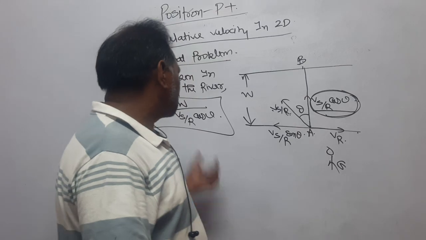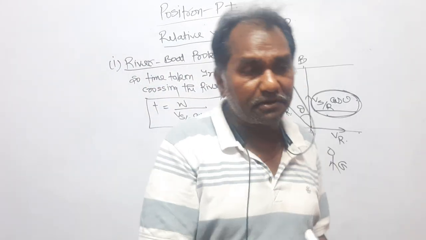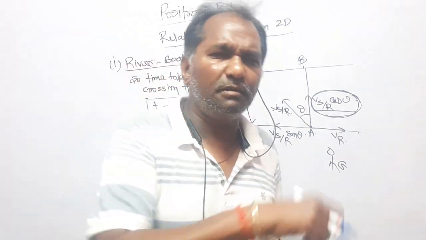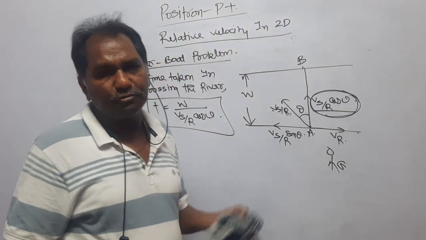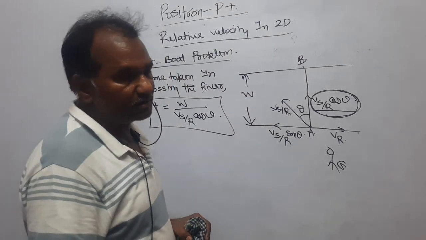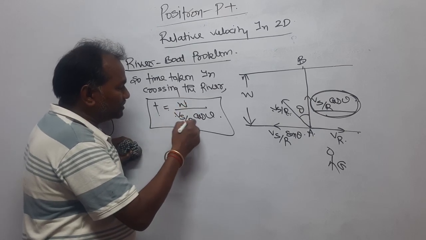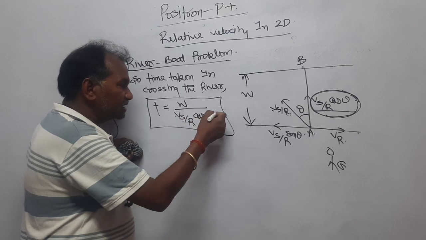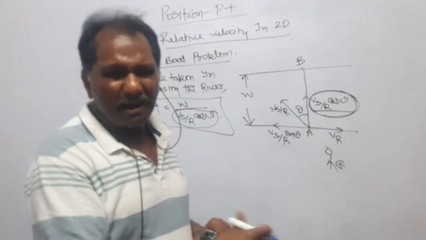Now dear student, this is the first problem asked, that what time swimmer will take with respect to river in order to cross the river. The second question might be, what would be the minimum time that swimmer takes to cross the river? Dear student, in this problem, time is equal to W upon VSR cos theta. Look here, when time will be minimum, this is the denominator. For time to be minimum, denominator should be maximum.